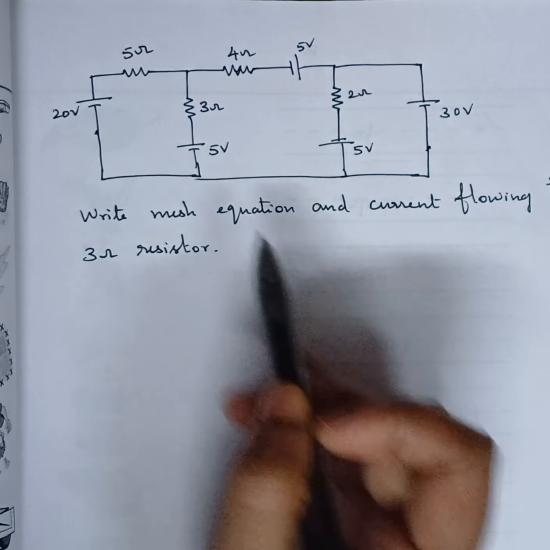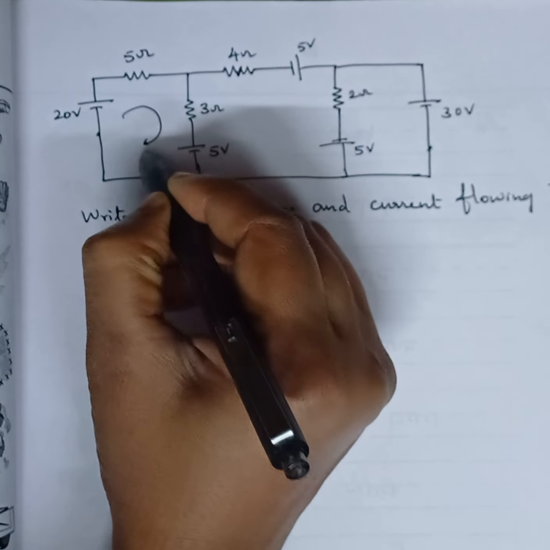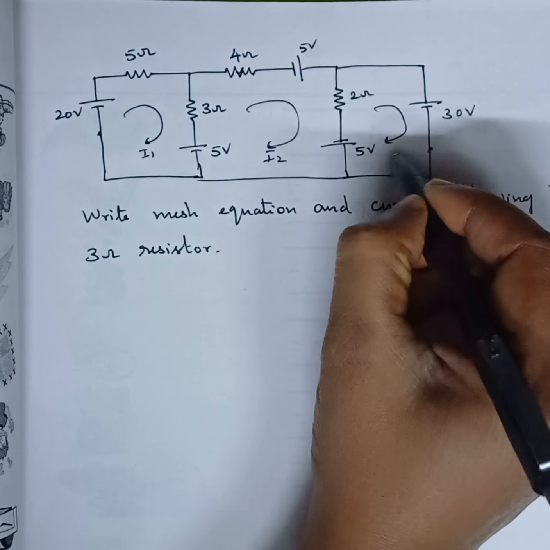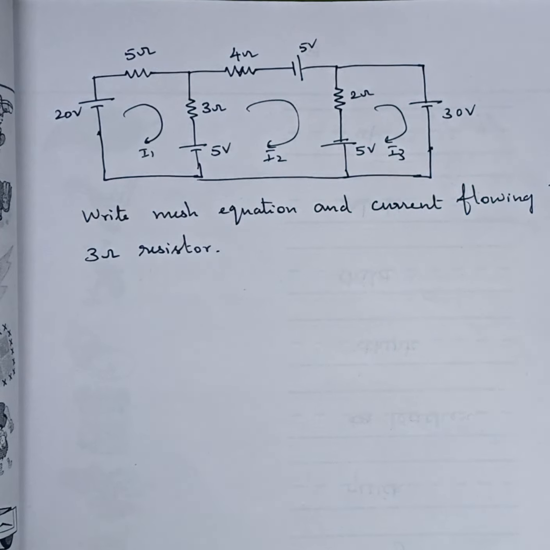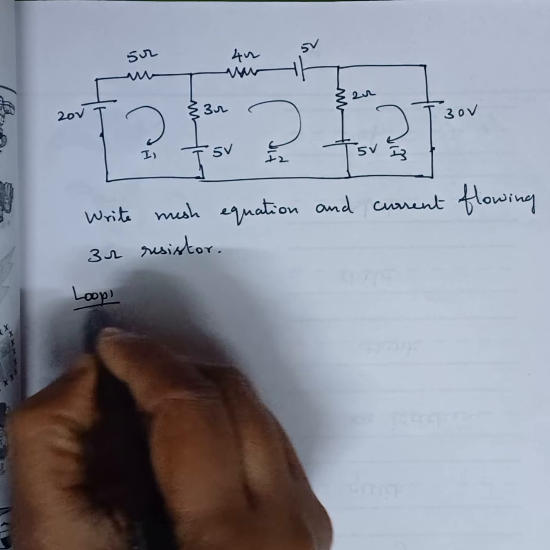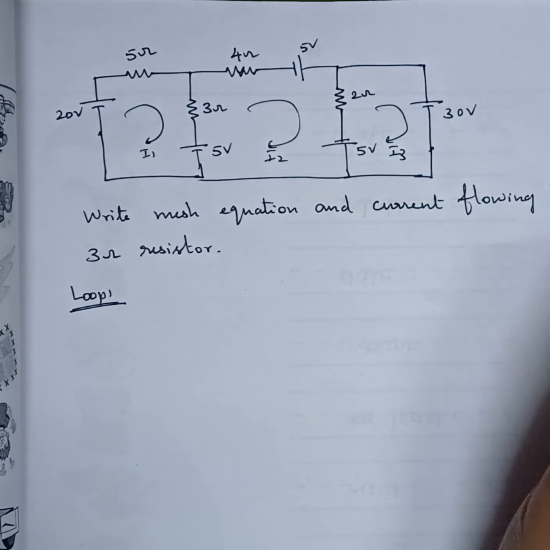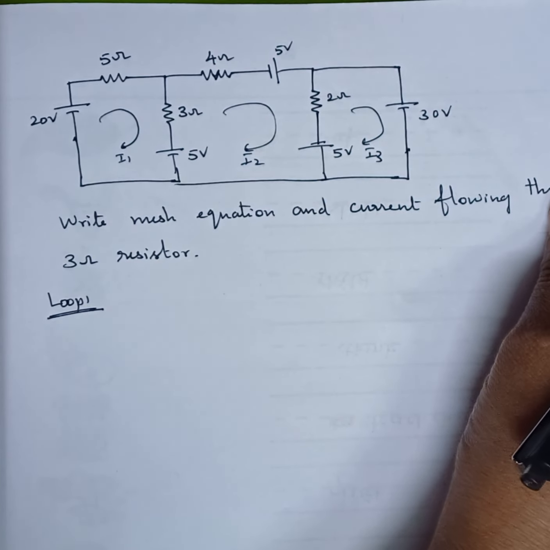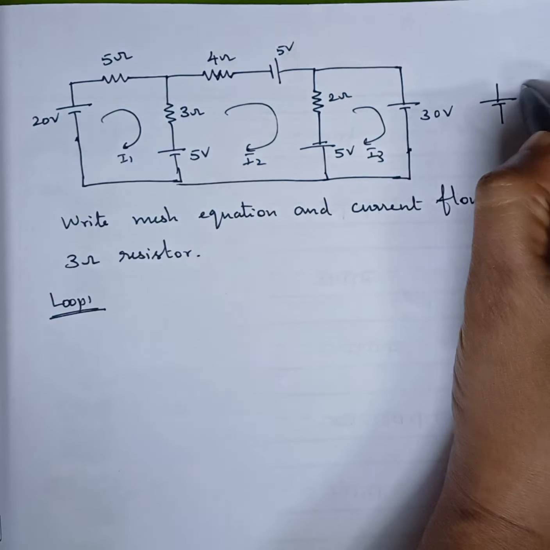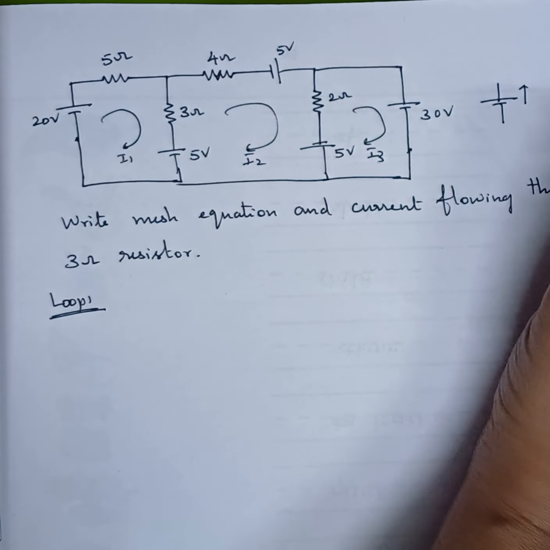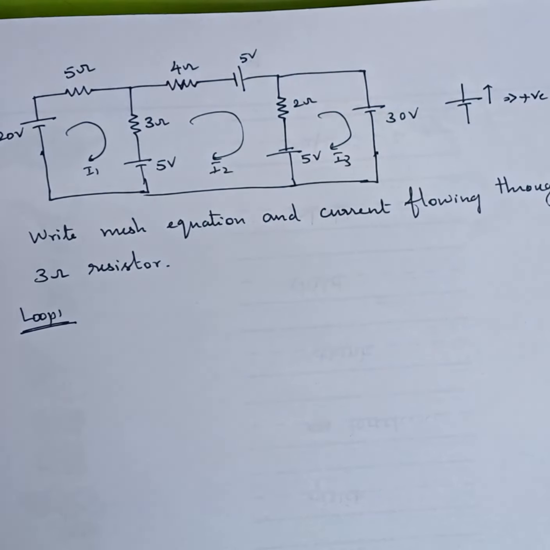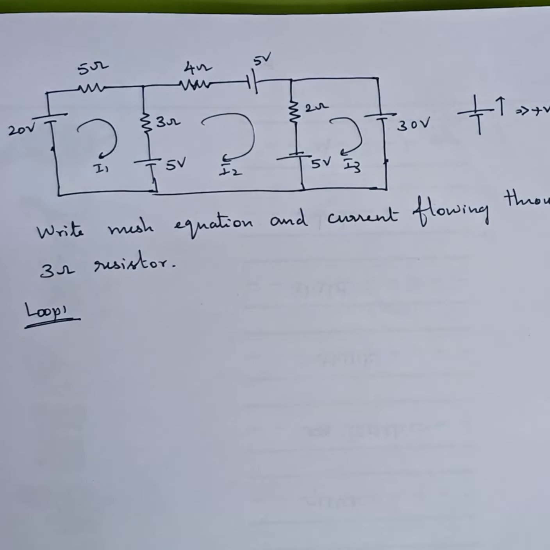Okay, so first let me put the current direction as I1, I2, and I3. So we have three loops here. Correct. For loop 1 we'll write equation as I said earlier. So if you find current direction for any source like this, we'll take this as positive voltage. Okay, if it is opposite then you will take it as negative.